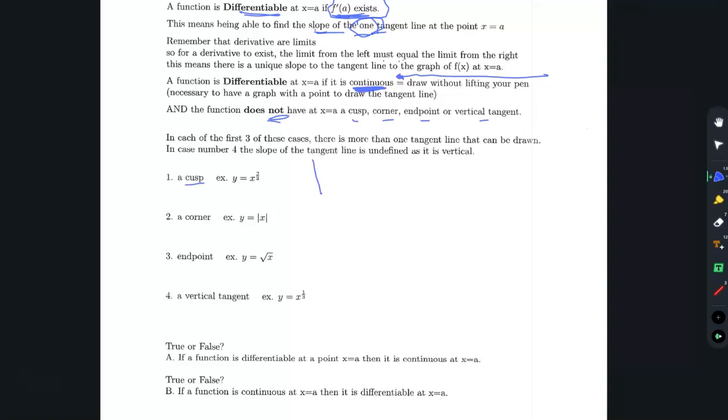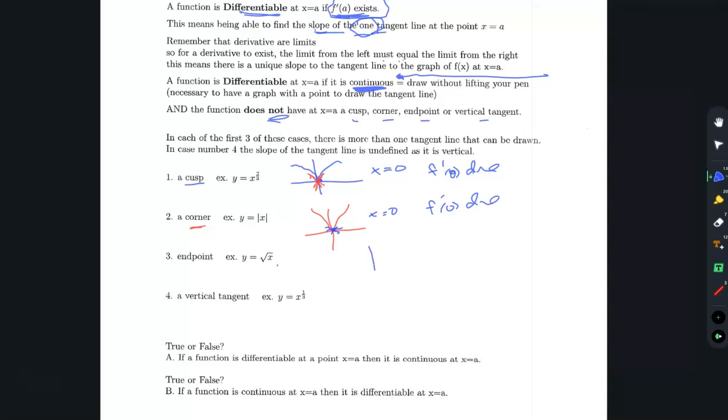So a cusp, that's on the graph y equals x to the 2/3. At that point right there, at x equals 0, f prime of 0 doesn't exist. The derivative doesn't exist because of the cusp. And so the idea is you can actually draw many different tangent lines. So that's one of the examples. A corner, you know the graph of absolute value of x looks like this. At this corner, at x equals 0 only, there are many different tangent lines there, so f prime of 0 doesn't exist.